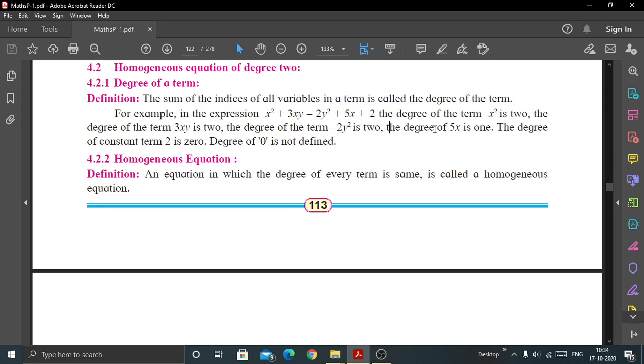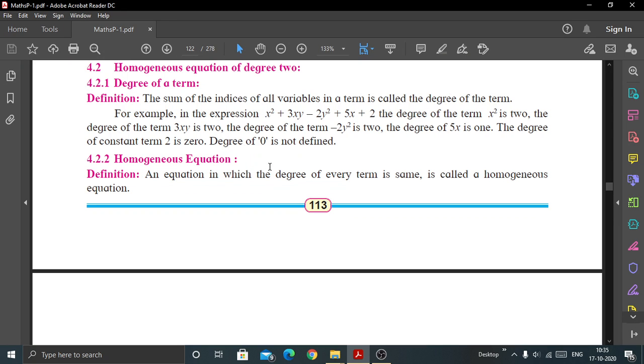Next, consider the degree of the 5x. The degree of the 5x is 1 because the variable is x and the power of the term 5x is 1. Next, the degree of the term 2 is 0 because it has no variable, and the degree of the constant term is always 0.